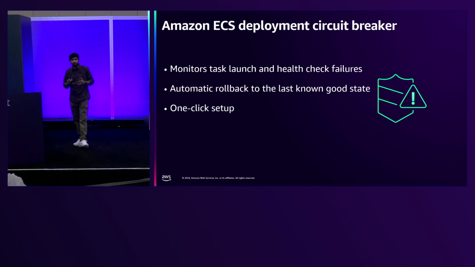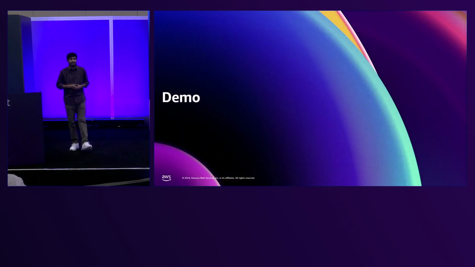So deployment circuit breaker will automatically roll back to the previous state, which was in a completed state. So it will use the previous task definition and make sure that the previous tasks are deployed. And enabling ECS deployment circuit breaker is going to be only one-click setup. So you're not going to make a lot of changes if you have been already using ECS for a while. And if you want to onboard to deployment circuit breaker, you can just click on update service and enable it with the one-click setup. So with that, let's get into the live demo.